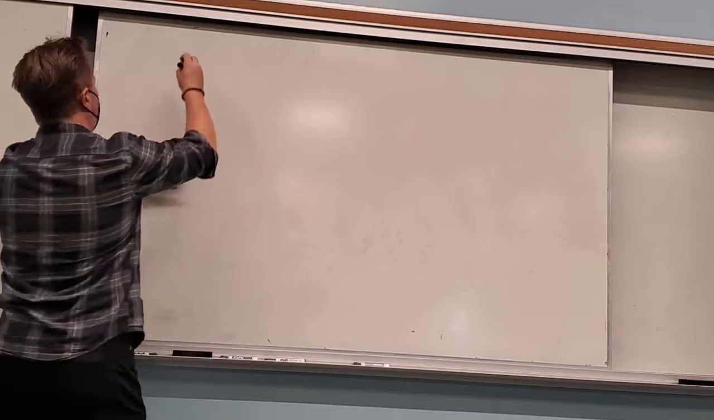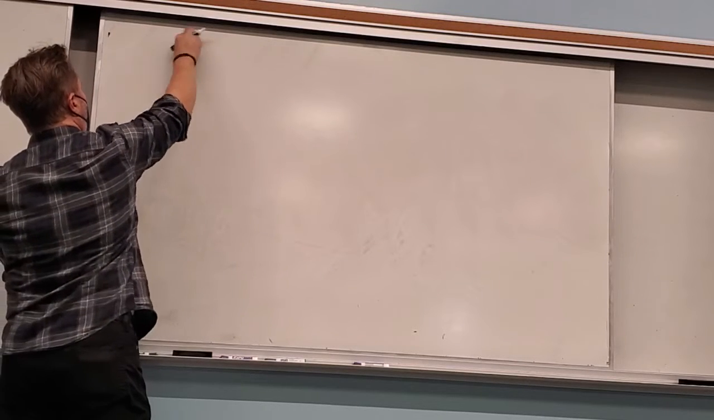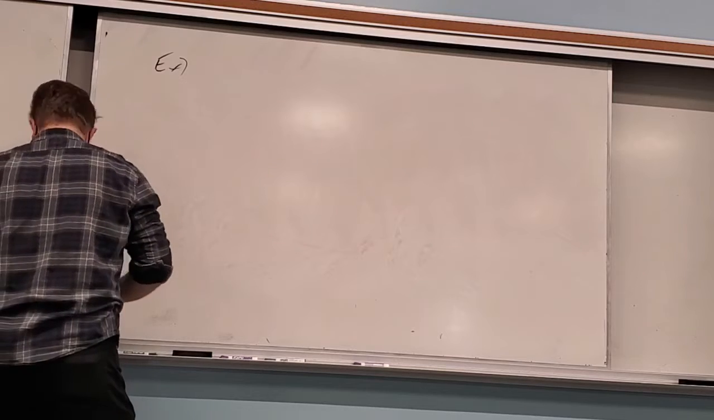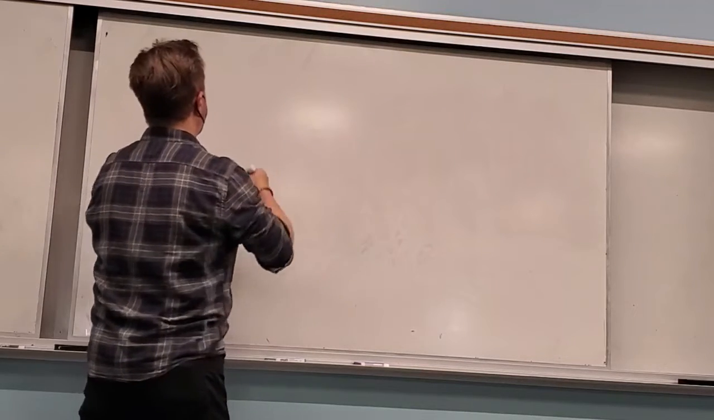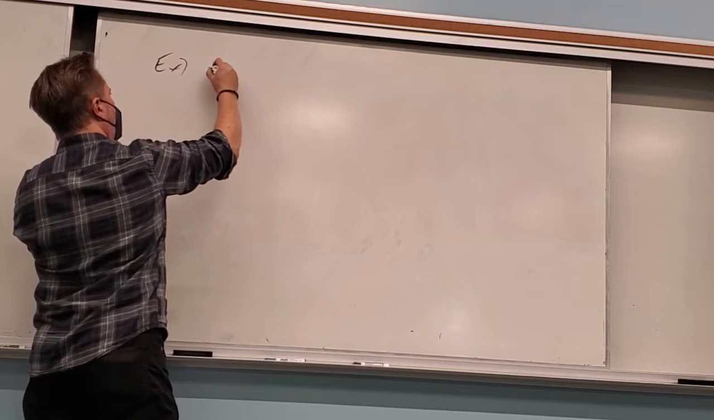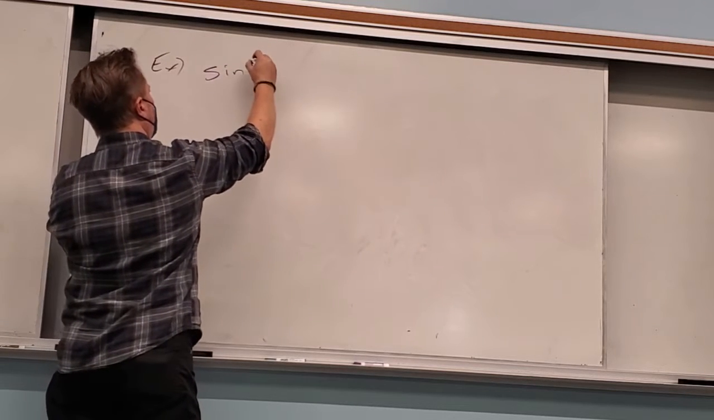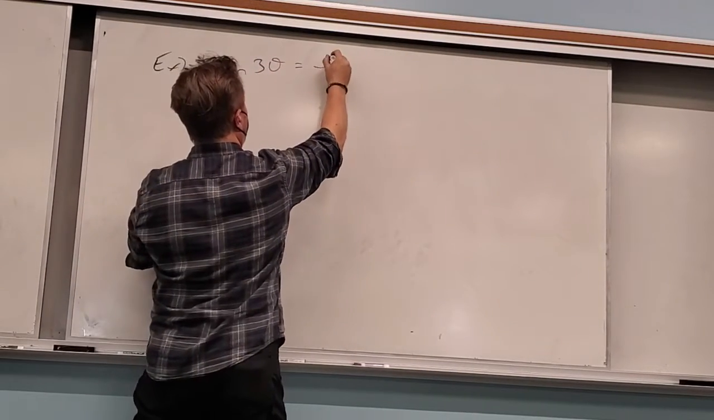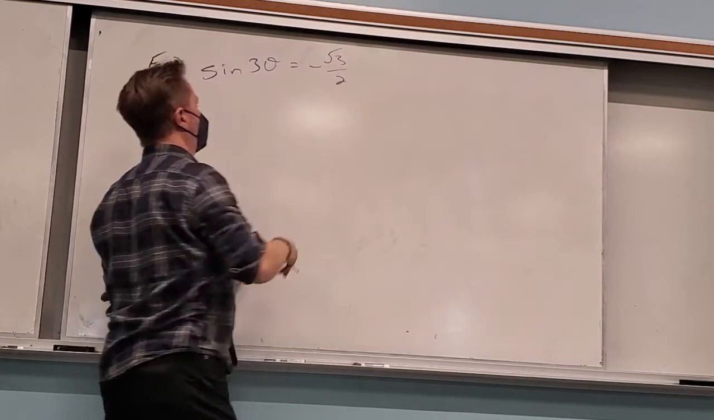What about if it's this though? I don't know what number I'm on, so I'm just gonna put example. Let's do this. Sine of 3 theta equals negative rad 3 over 2.